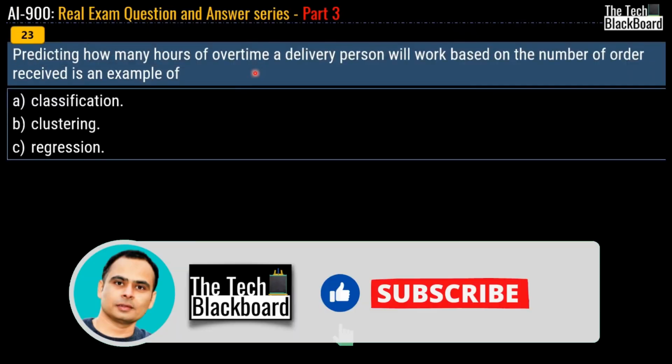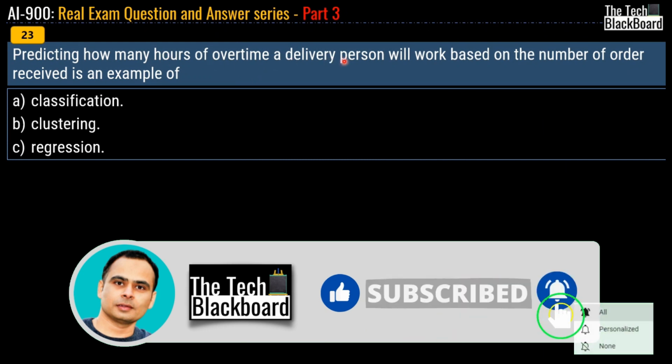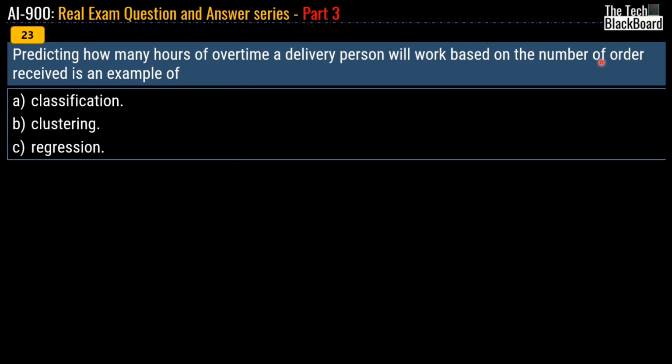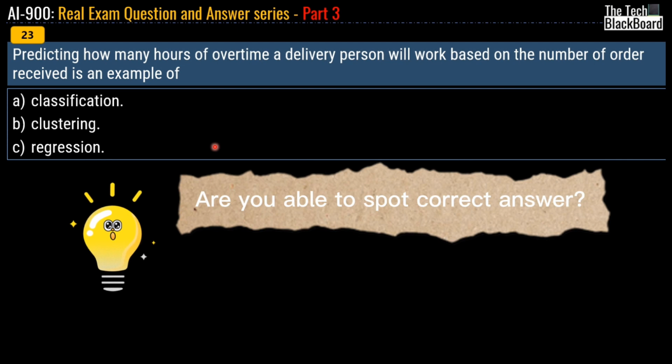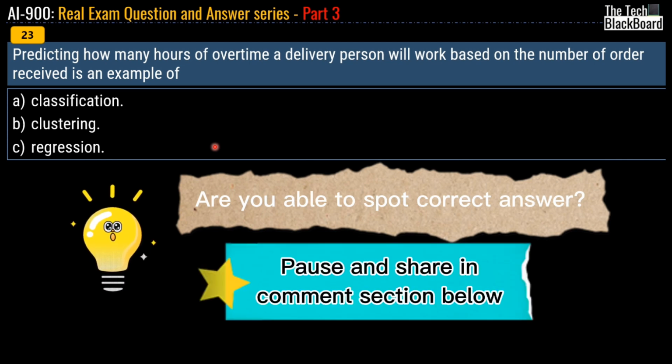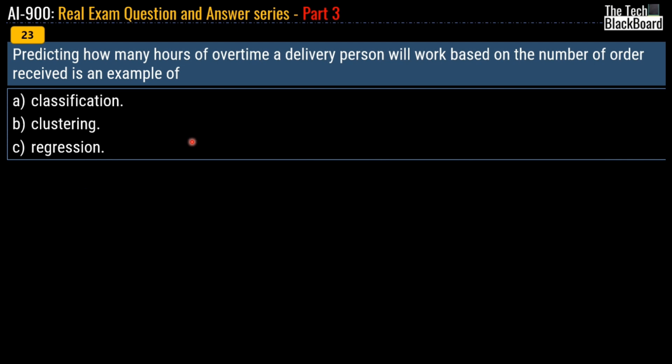Moving ahead with our question number 23, it says that predicting how many hours of overtime a delivery person will work based on the number of orders received is an example of what? Your options are classification, clustering, or regression. Are you able to spot the correct answer? If yes, then quickly pause the video and let me know your answer in the comment section. Okay, let me give you a quick hint. In this question, we are trying to predict a numeric value. We are trying to predict how many hours of overtime a delivery person should work.